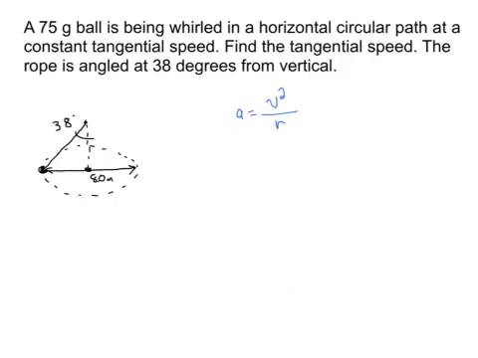Now in this case, we have a 75-gram ball being whirled in a horizontal circular path. Just underline circular. And it has a constant tangential speed. That means it's in uniform circular motion. That means that this equation that I just wrote down does in fact apply. Find the tangential speed. The rope is angled at 38 degrees from vertical, so when the ball has moved to right here, it's angled at 38 degrees over to the right. So the angle remains constant.